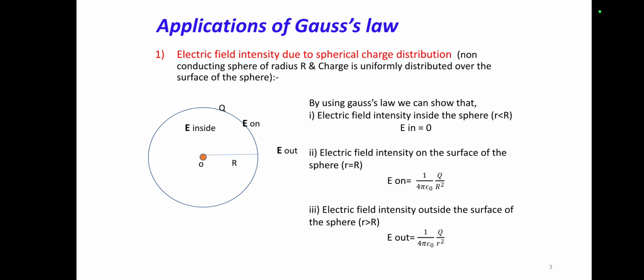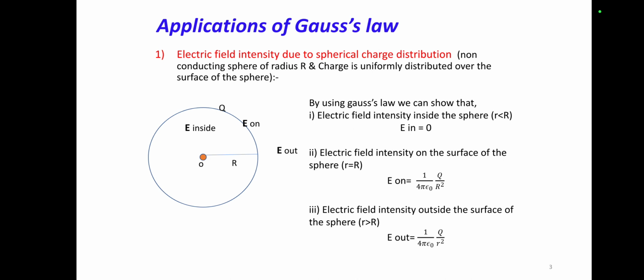Here by using Gauss law we can show that the electric field intensity inside the sphere, that is r less than capital R, where small r is the Gaussian surface radius and capital R is the radius of the sphere, E inside, that is the electric field intensity inside, is equal to 0.